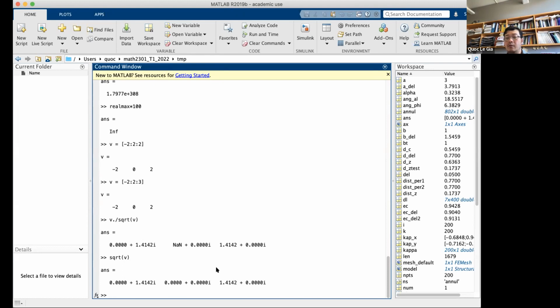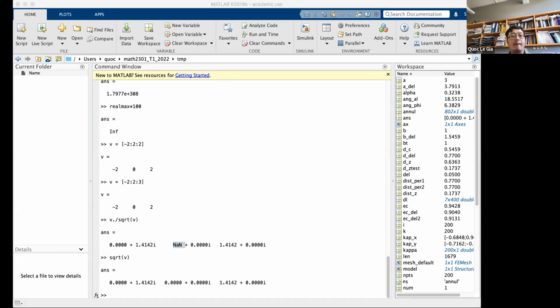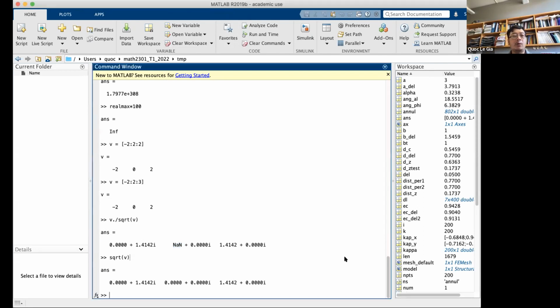v over square root v is equal to square root v. It is correct if you don't have a 0 case, but here we have a 0 over 0, and 0 over 0 gives you not a number. So that's why we have to be careful when you have 0 and you try to divide it by 0.